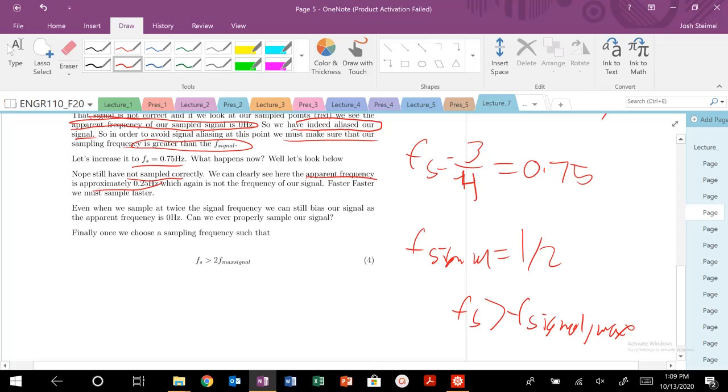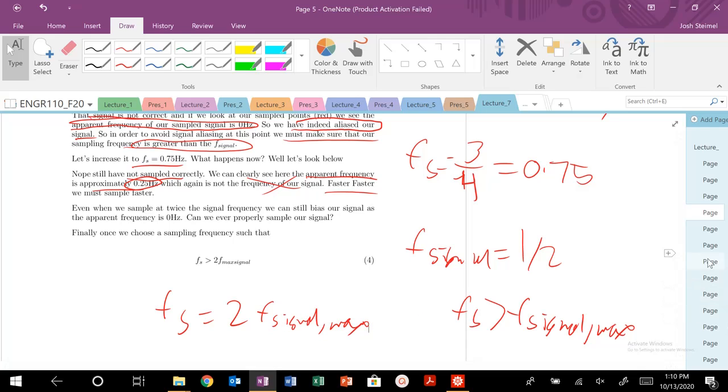Still have our parent frequency of 0.25. So not the frequency of our signal. Faster, faster, faster. We have to sample faster. So what about when I do f sub s equals twice my f signal max? Let's look at what happens here. So again, that means that my f sub s is going to equal 1 hertz.